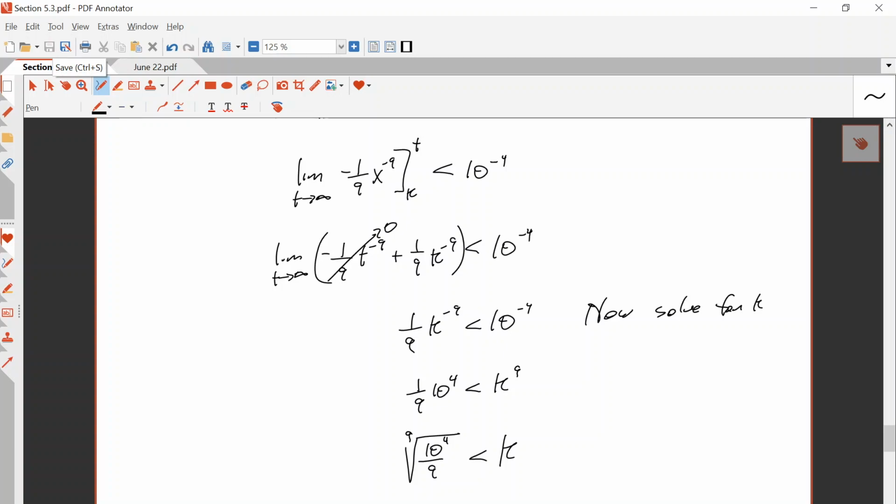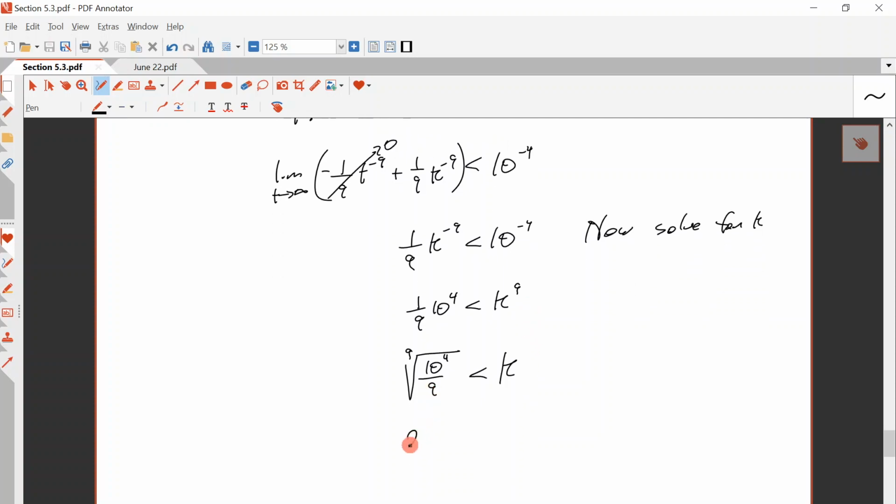So 10,000 divided by 9, to the 1/9 power, equals 2.179, which is less than k. So which k should we pick? Let's pick k equal to 3.